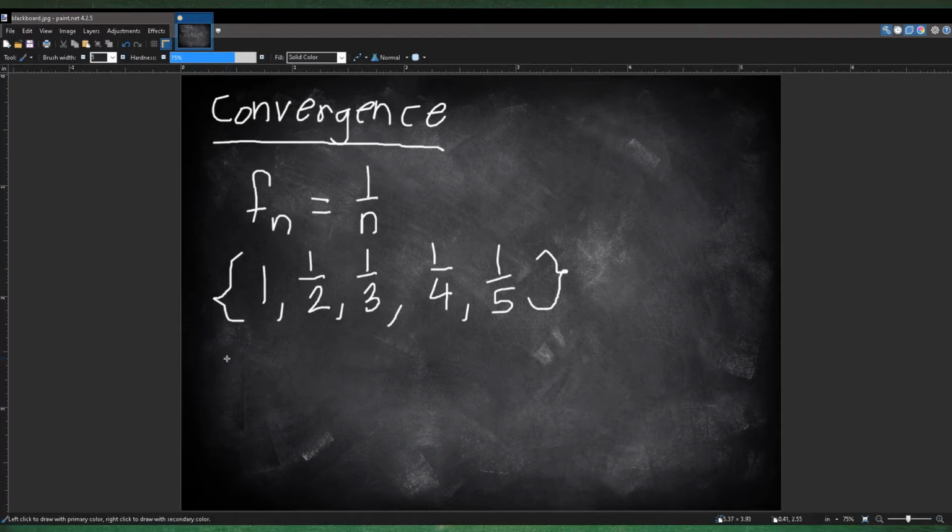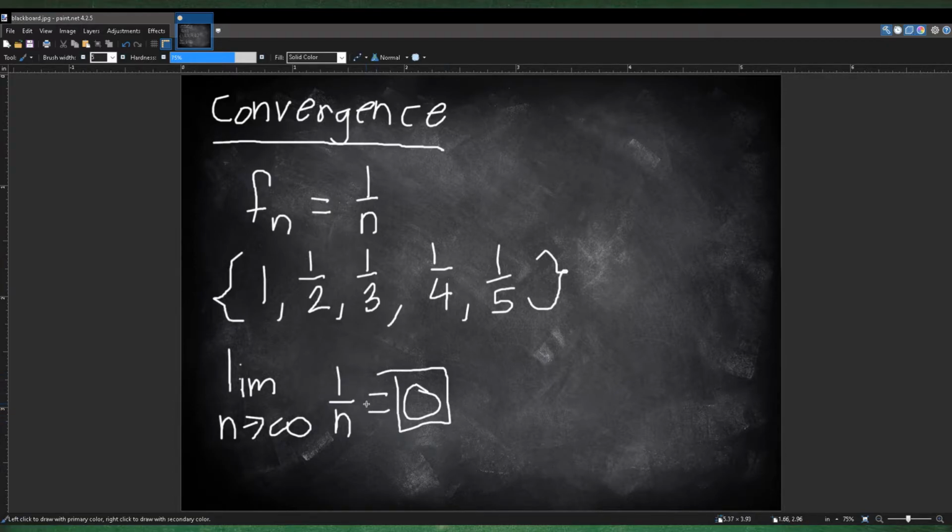Well, we could use a limit. We could have the limit as n approaches infinity of 1 over n. So as n approaches infinity, what does 1 over n approach? Well, it approaches 0, right? Because it's 1 over a big number, and as that number becomes bigger, 1 over n becomes smaller and smaller and smaller. It turns into 0.